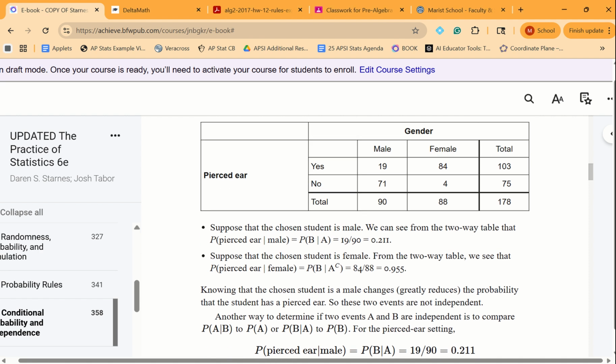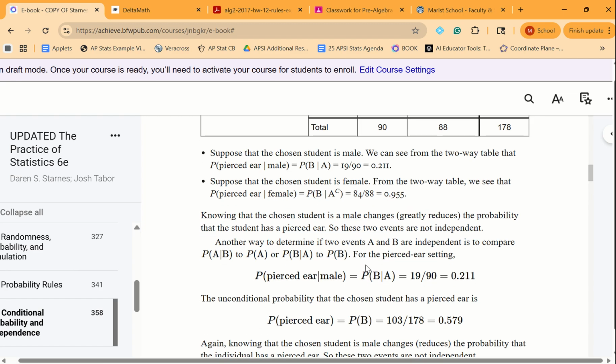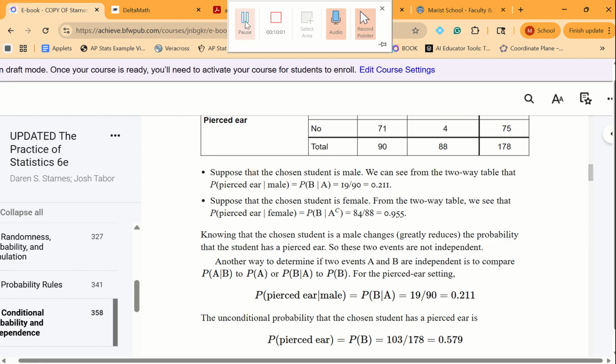So if I tell you the student is a male, you know there is a much smaller probability that the student has a pierced ear as compared to if I told you the student was female. So these are not independent events. If these two were equal to each other, then they would be independent events. So let's take a look at an example now where the events are independent.